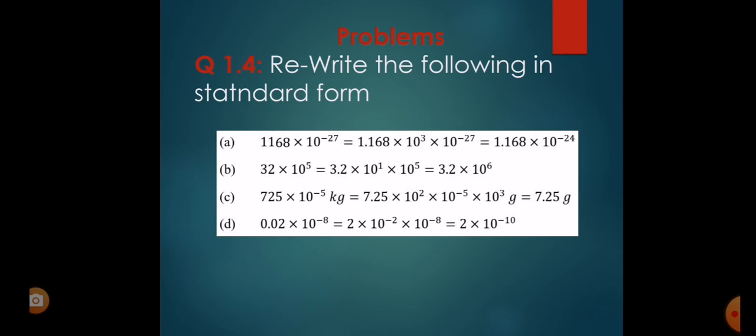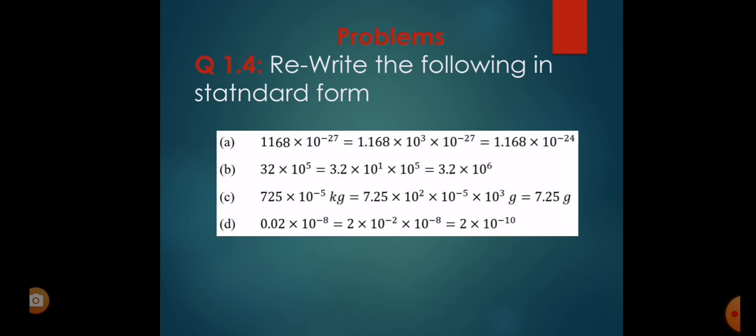725 into 10 raised to power minus 5 kilogram. 7.25, 2 digits are crossing, so it will become with the power of plus 2 into 10 raised to power minus 5. Minus 5 plus 2, it will become 3 gram. Next, D part is 0.02 into 10 raised to power minus 8. Now the decimal has to move towards the right, so the power of 10 will be minus 2 and two digits are crossing over there. So 2 into 10 raised to power minus 2 into 10 raised to power minus 8, the exponents minus 2 and minus 8 will be added and the negative sign put over there.